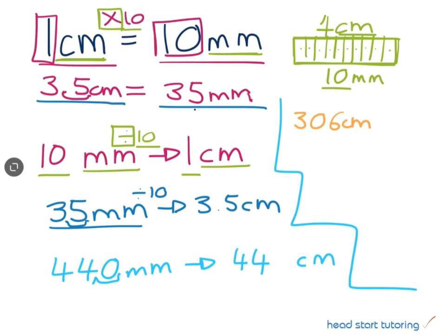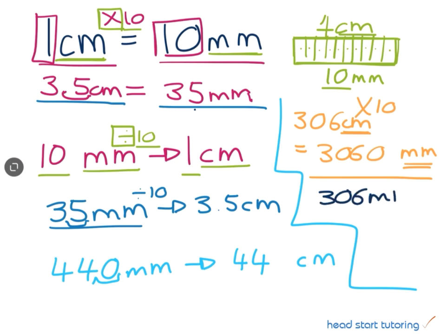Right, if we have a look at 306 centimeters and converting that into millimeters, we need to divide by 10 because we're going from our bigger measurement to our smaller measurement. So, I beg your pardon, we need to multiply by 10 because we are going from our bigger measurement to our smaller measurement. Our number needs to get bigger. It needs to get 10 times bigger. So we've got 3,060 millimeters.